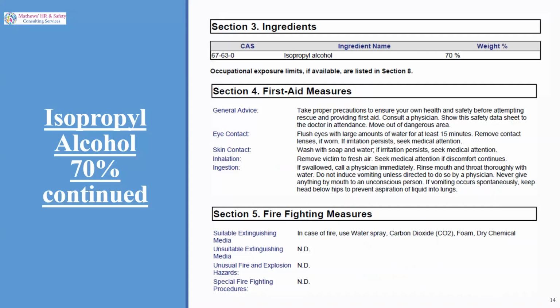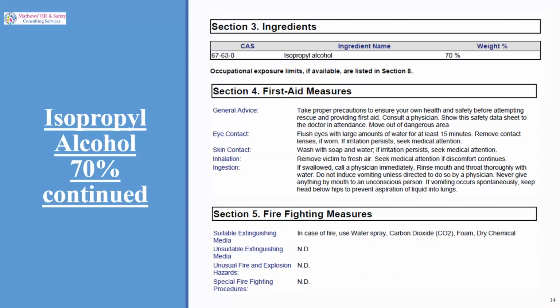Then we have section 4, our first aid measures. So we want to make sure, again, I always recommend, if possible, to highlight section 4 just to make things easier, but it's not required. But you do need to know section 4 is where you need to go in the event that somebody has an exposure. If they have got it in their eye, you want to make sure that you're using your eye wash kits and flushing your eyes for at least 15 minutes. Remove contact lenses if worn, and then seek medical attention if irritation persists.